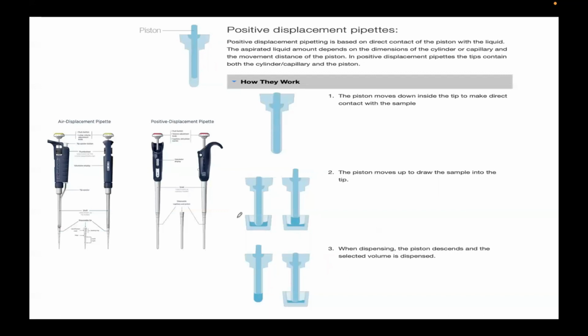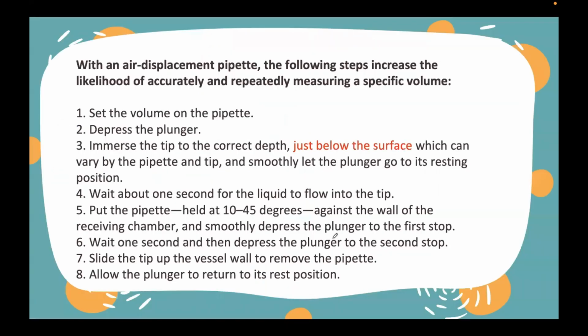Number one, the piston moves inside the tip to make direct contact with the sample. Number two, the piston moves out, drawing the sample into the tip. And number three, when dispensing, the piston descends and the selected volume is dispensed. So ma'am, ang hirap i-imagine pag wala pong video or hindi namin siya nagagawa. So papakita po natin sa mga susunod na slide yung kanyang mechanism.